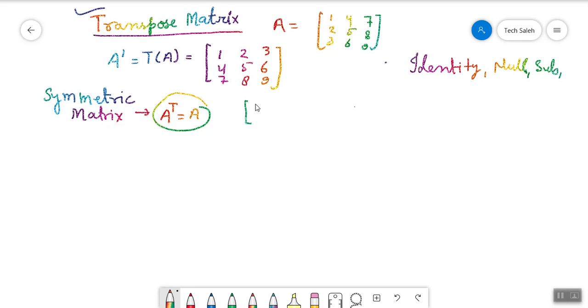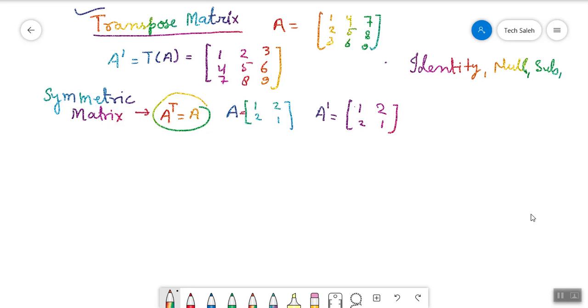Suppose you have something like this, 1, 2, 2, 1. So this is A. If you find the transpose of this matrix, you will get something like this, 1, 2, 2, 1. So this matrix is actually a symmetric matrix. And there are many other kinds of matrices, such as skew-symmetric and conjugate matrices, and we'll look at these matrices when we use them.